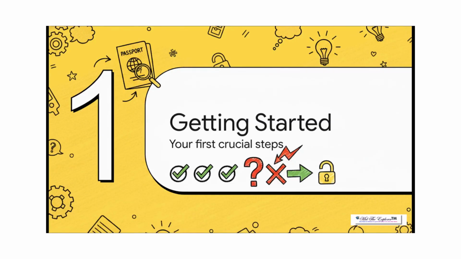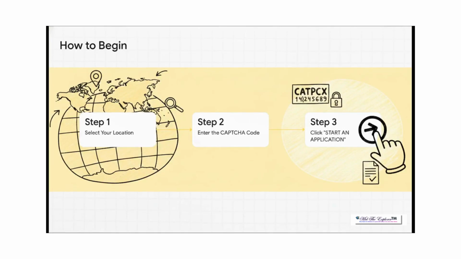This first part is all about starting off on the right foot. Trust me, getting these first few clicks right will save you a world of headache later on. Getting started is literally as easy as 1, 2, 3. First, you pick your location. That's where you'll have your interview. Second, you type in that funny little code to prove you're human. And third, you smash that Start an Application button.